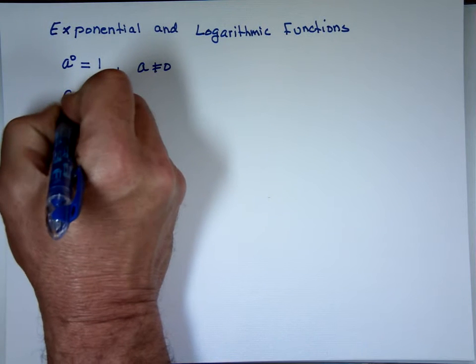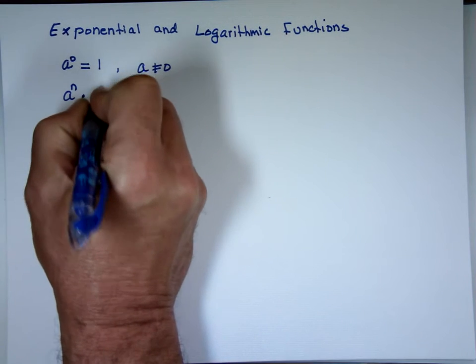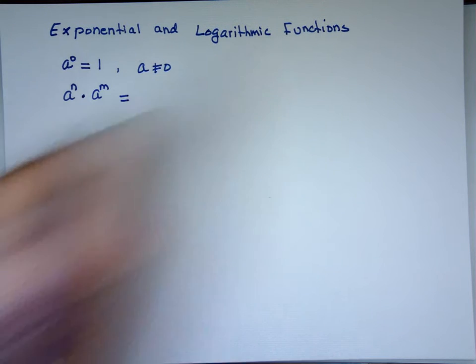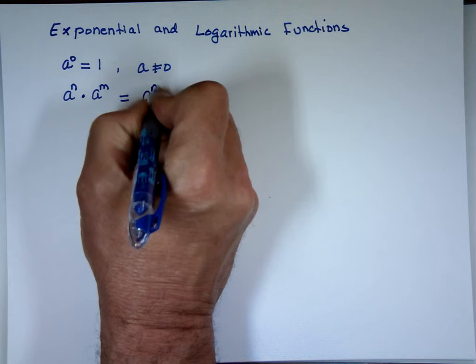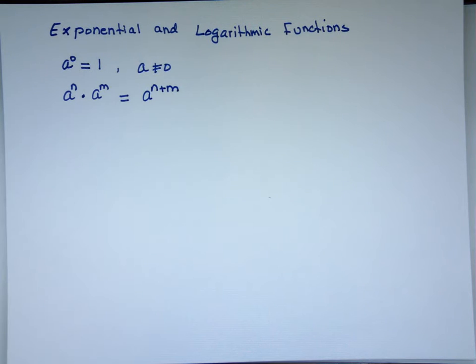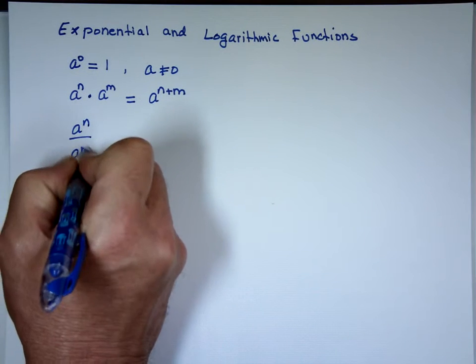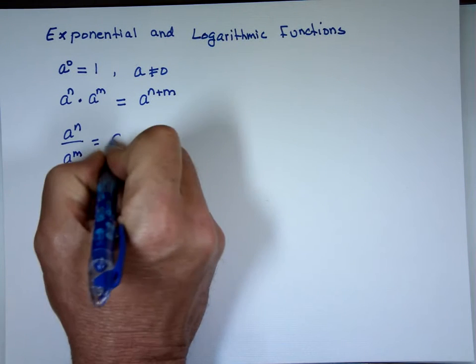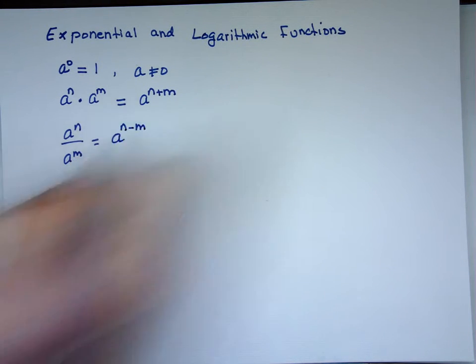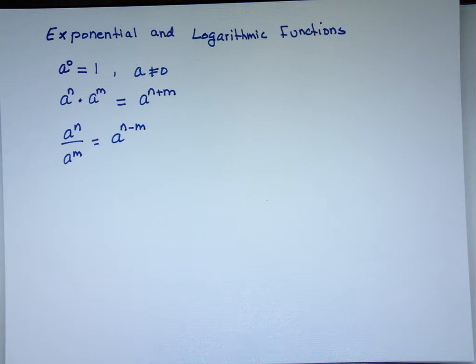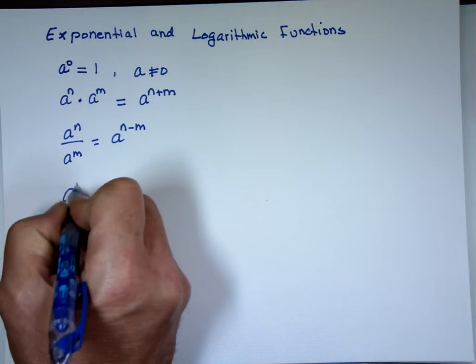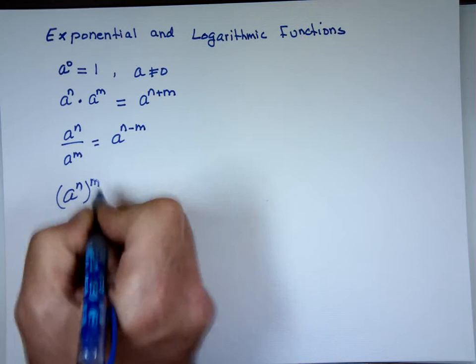Rule number 2. When you're multiplying, if the base is the same, what do you do with the exponents? Add them. When you divide, what do you do with the exponents? Subtract them, the top minus the bottom. When you have power to power, what do you do? You multiply.